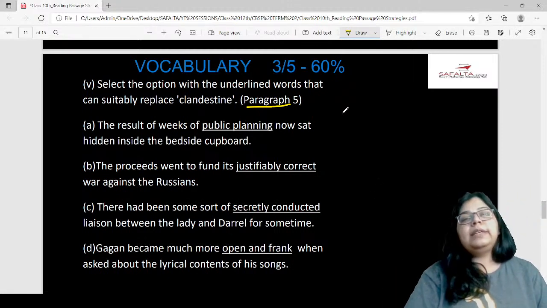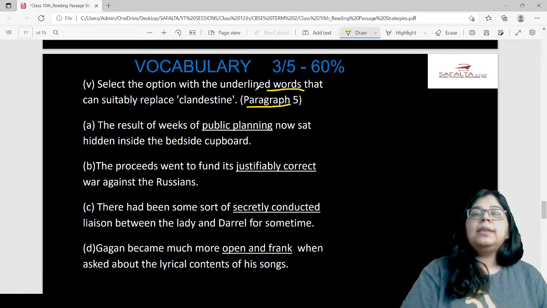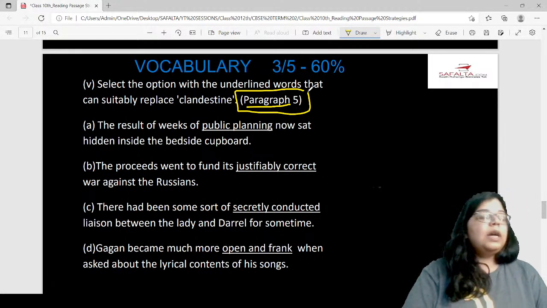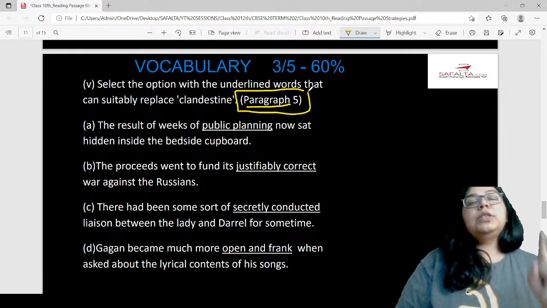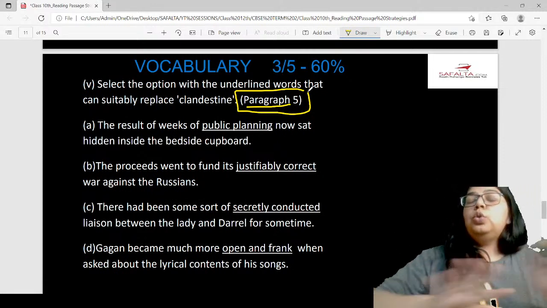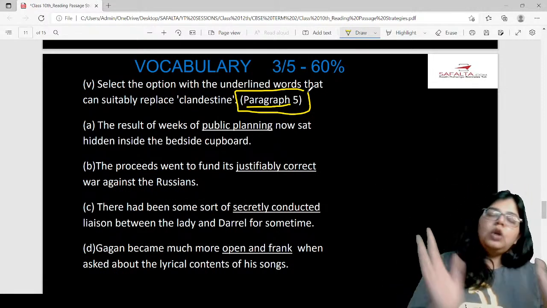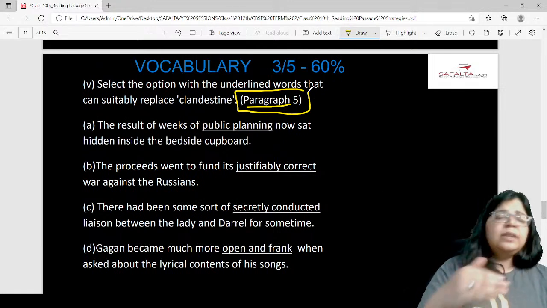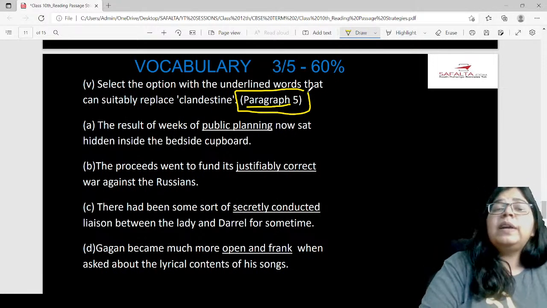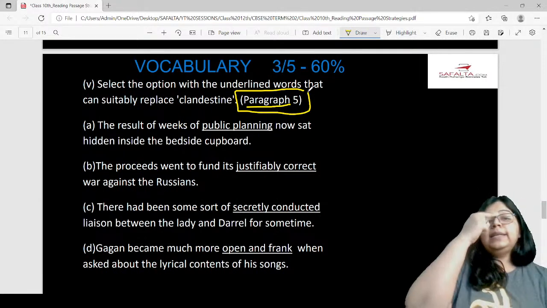Now in the vocabulary related question, the first and the biggest help that they give you is the paragraph number. Now what is your job? Your job is to focus on this word and in this paragraph. Do not focus anywhere else, because you're not going to find the word or its meaning or its replacement in any other passage.